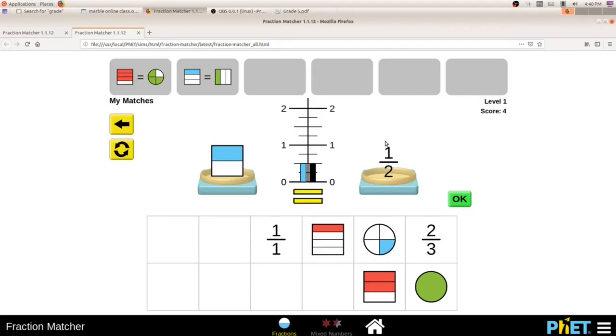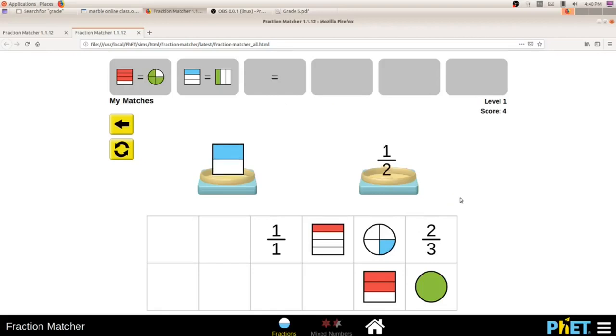So please, my dear students, be familiar with all these buttons which I have shown now. So only this much for you in this chapter. The very important topic is the buttons used in this software, fraction matcher. Total 5 buttons. The first one is, yes, the back button.